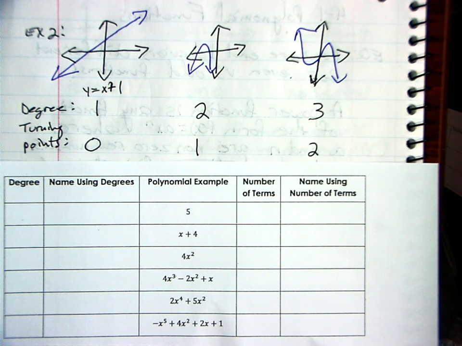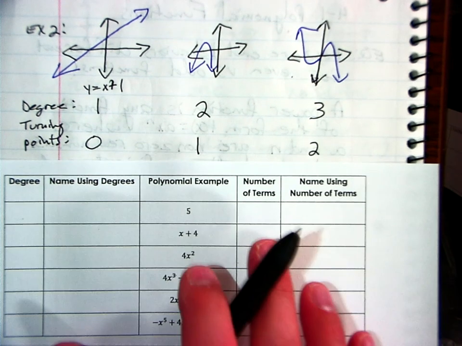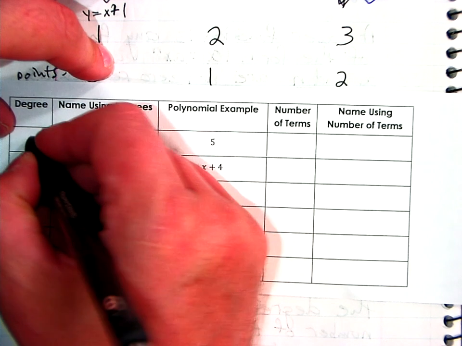All right, let's fill out this little form here. First of all, is there an X in this first box here? No. So my degree is 0. My degree is going to be 0.